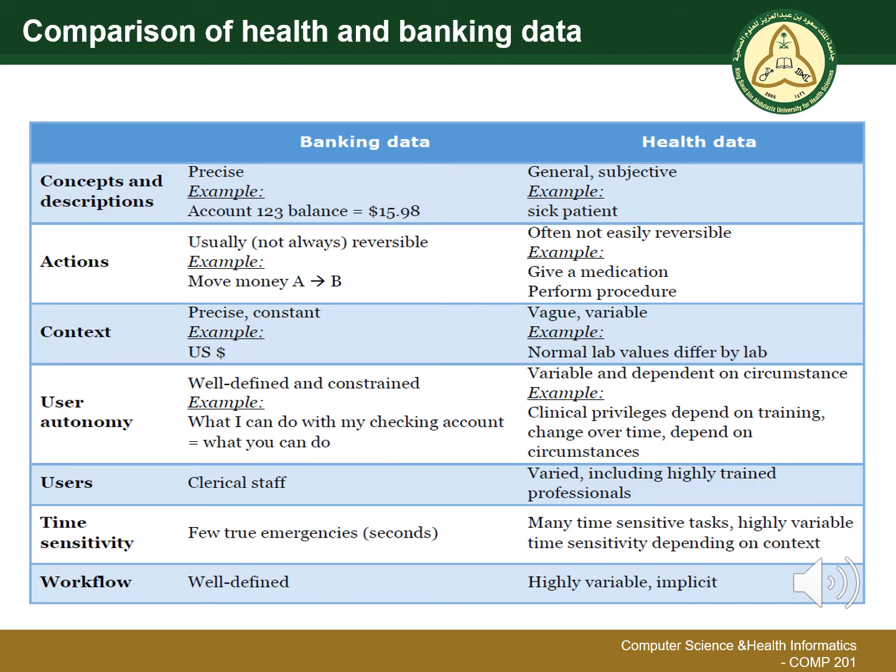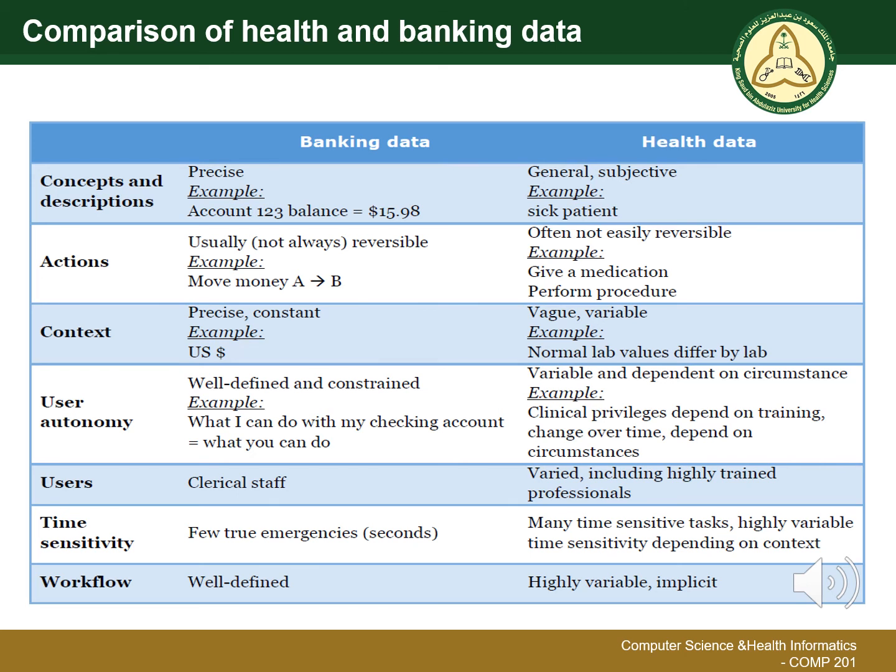This table here compares the banking data and the health data. For the first one, which is the concept and description, بالنسبة للbanking data it is precise. يعني if I have an account A, balance is equal $15 معناتها إنه this account balance يحتوي على $15. بالنسبة للhealth data هو general, so هو مو دقيق. For example, if I have a sick patient, طيب إيش نوع السيكنس I don't know, هو just أعطاني الdescription as a general.